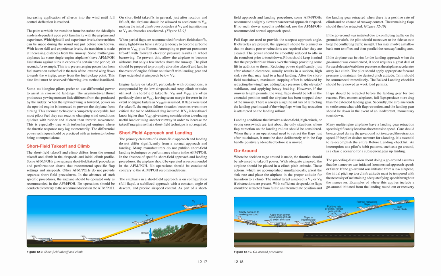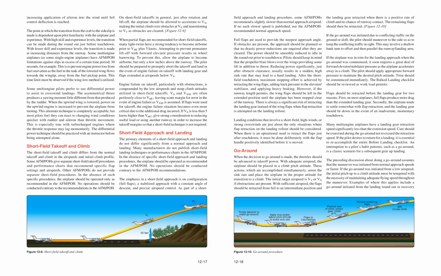Some AFM/POHs recommend a slightly slower than normal approach airspeed. If no such slower speed is published, use the AFM/POH recommended normal approach speed. Full flaps are used to provide the steepest approach angle. If obstacles are present, the approach should be planned so that no drastic power reductions are required after they are cleared. The power should be smoothly reduced to idle in the roundout prior to touchdown.